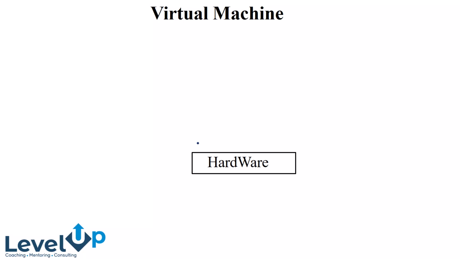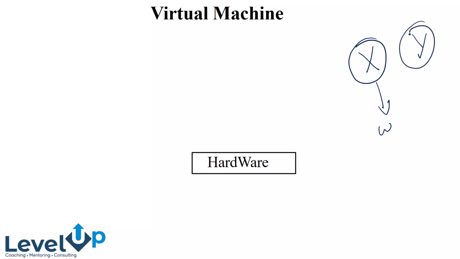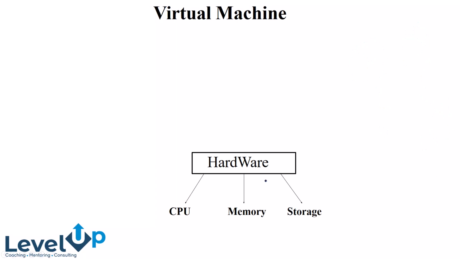Now what is a virtual machine? Let us say my company has two applications, application X and application Y. Application X requires a Windows operating system. Application Y requires, let's say, a Unix based operating system like Red Hat Linux. Now what will be there in this server? Let's say there is hardware. In the hardware there will be CPU, memory, storage.